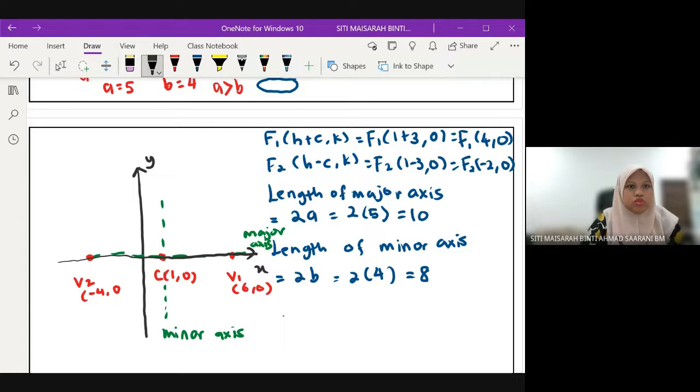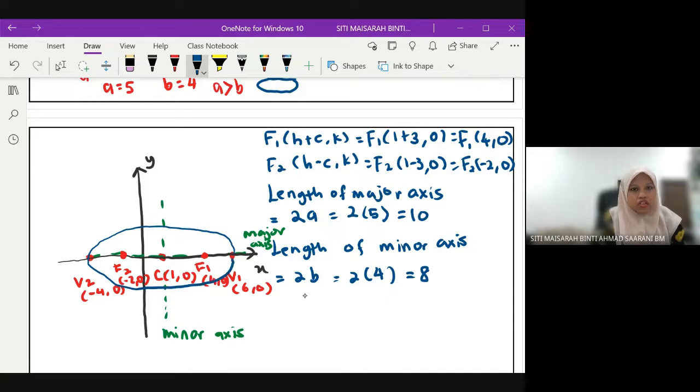Okay. Lepas tu kita nak tanda F1 dengan F2. F1 40. F2 awak boleh buat besar sikit lah. Tak muat ni. Negatif 20. Okay. So then length of minor axis adalah 8 kan. So dia agak-agak lah. Di sini akan jadi, shape dia akan jadi, okay. Ni dia ada punya ellipse dia.